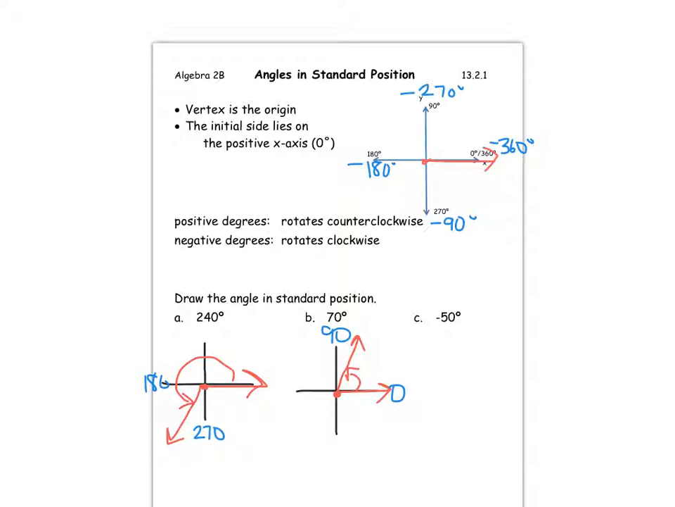All right, what about negative 50? We start at 0. 0 does not change. If it's negative, though, we're going to count clockwise. So negative 90 would be down here at the bottom. So negative 50 does not make it to negative 90. It makes it a little over halfway. So in the clockwise direction, there's negative 50.